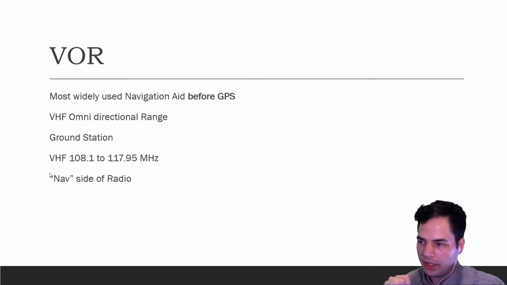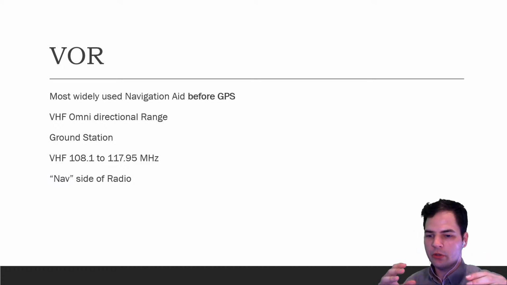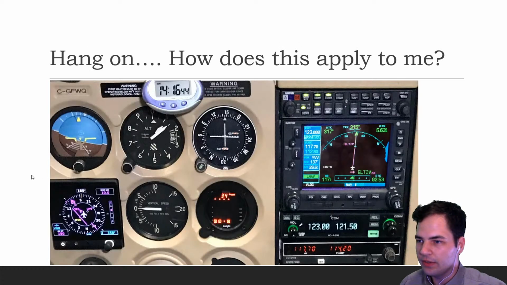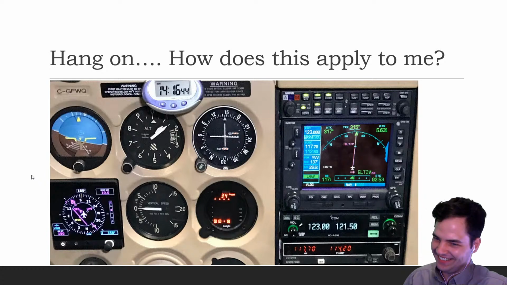If you have an airplane that has a comm radio and mixed in with it is a nav radio in the same device, it would be the nav side of the radio, and it's likely even labeled nav right on it.